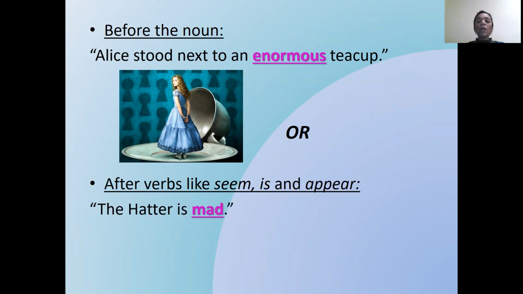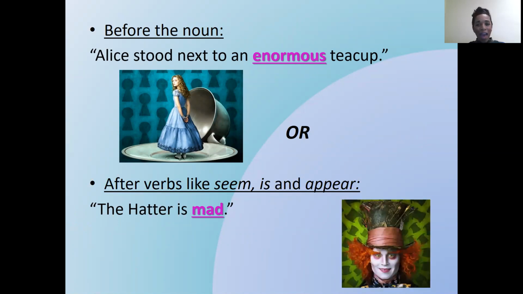I'll show you. So the hatter is mad, and we know that is a verb. It's formed from to be. So the hatter is mad. I've got a picture there of a mad looking hatter. Because today you are going to show me that you can use adjectives before a noun, and you can also use adjectives after the verb like is, or you might use the word appear, you might use seem, or you might use a totally different verb.